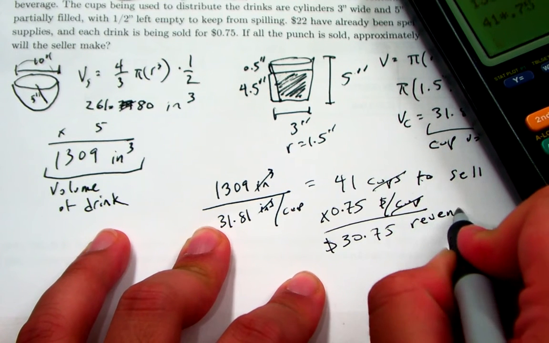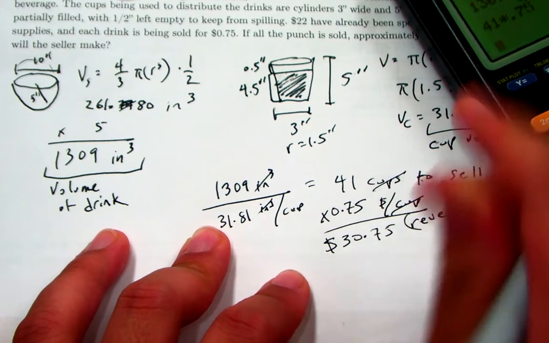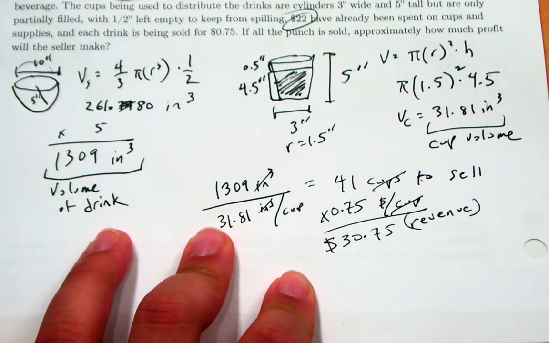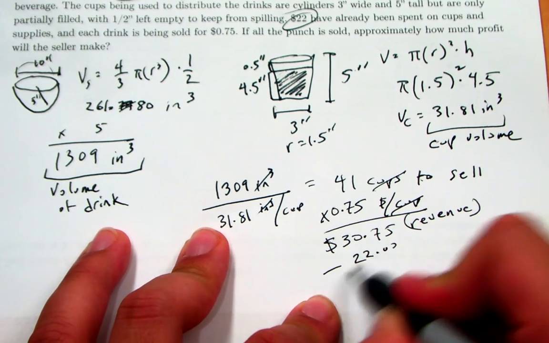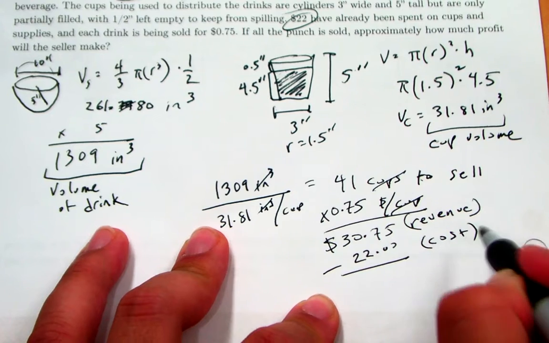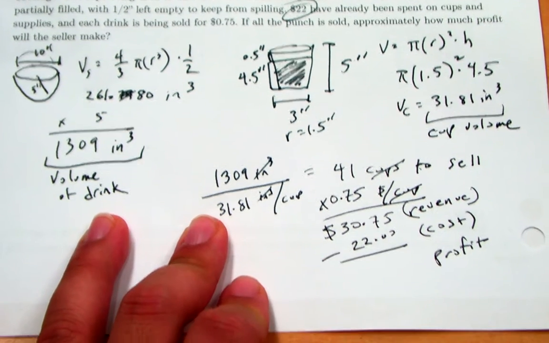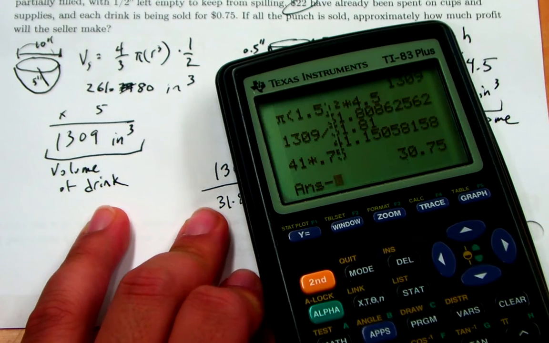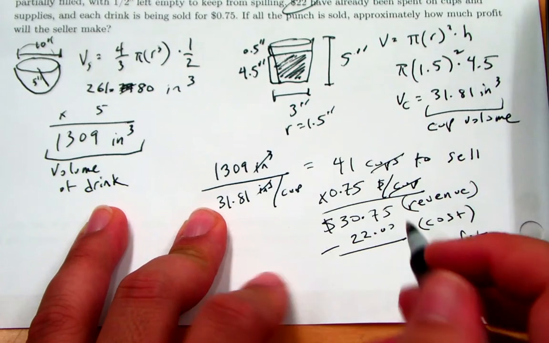But that's just the amount of money I bring in. I've already spent $22 on my punch supplies and cups and bowls and all this stuff. So if I simply subtract $22 from that amount, that's my cost, I will get my profit. How much money did I actually make at the end of the day? So $30.75, take away the $22 that I've already spent, will give me $8.75 in profit.